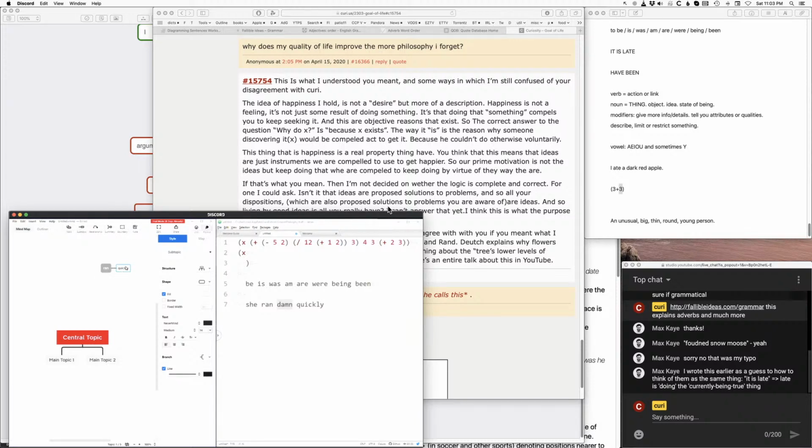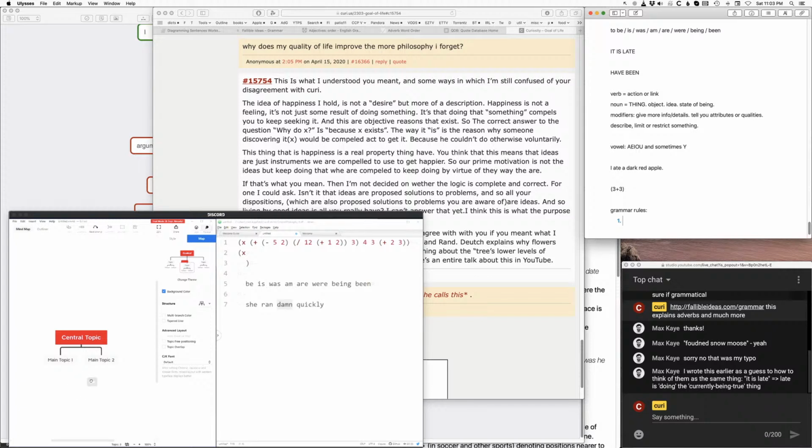Quickly, which is affecting the "ran." Like, what kind of running? Quickly. And then there's the "damn," which is affecting the "quickly," and then I think "she" would be the central node, but I'm not sure why.